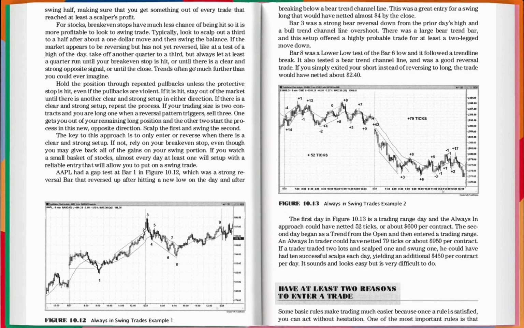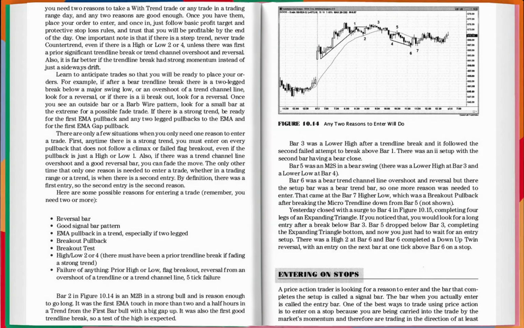Some basic rules make trading much easier because once a rule is satisfied, you can act without hesitation. One of the most important rules is that you need 2 reasons to take a with trend trade or any trade in a trading range day, and any 2 reasons are good enough. Once you have them, place your order to enter, and once in, just follow basic profit target and protective stop-loss rules, and trust that you will be profitable by the end of the day.